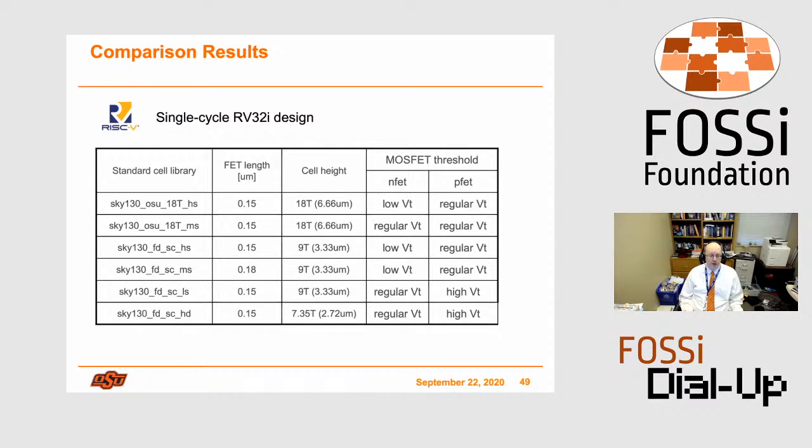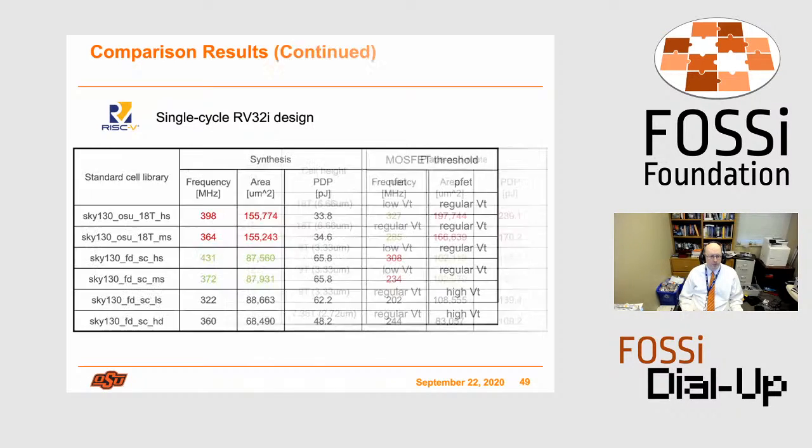So for our single cycle RV32I, this is just for one particular comparison. We show the different libraries. The first one is ours, and it shows some of the other ones too. You can see these two are ours, and then these are the SkyWater cells. We just have basically regular VT type sets for our standard cells.